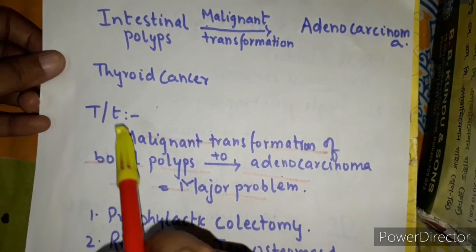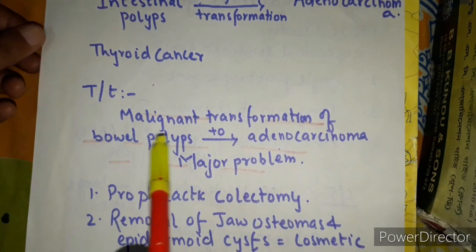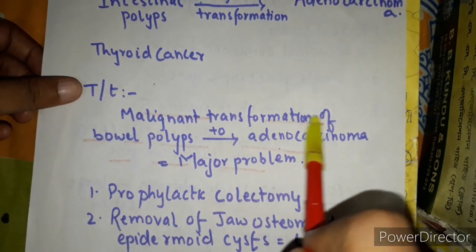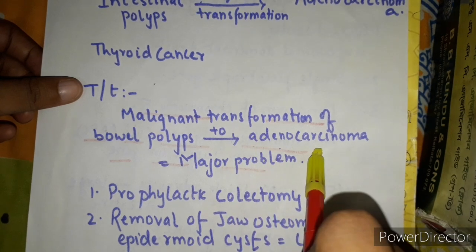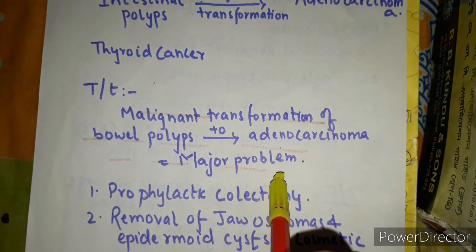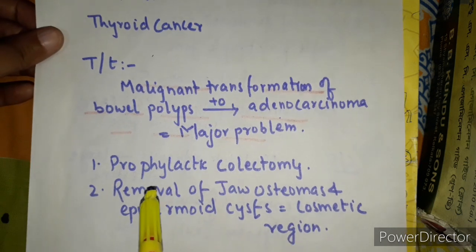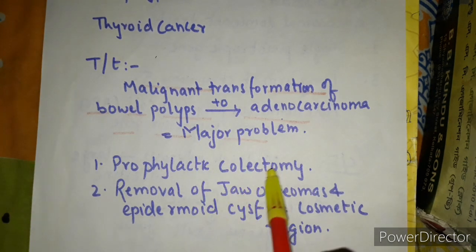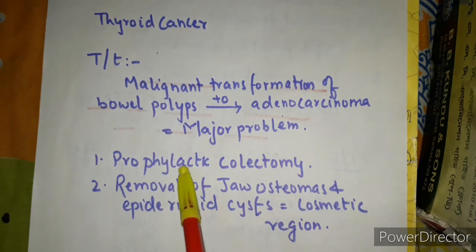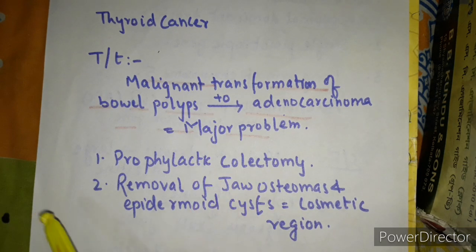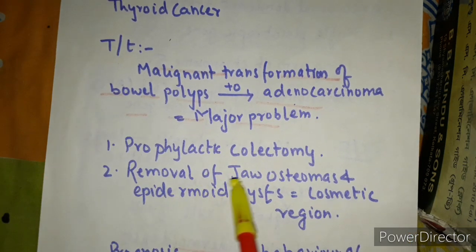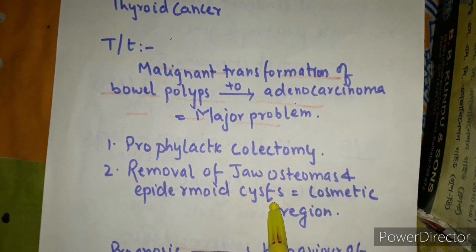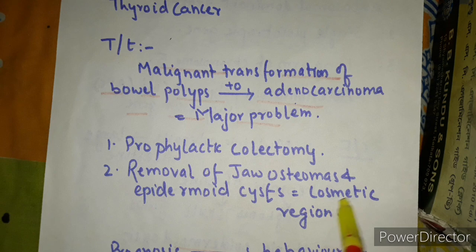Now moving on to the treatment. See, when there will be malignant transformation of the bowel polyps to adenocarcinoma, it will be a major problem. And the treatment will require prophylactic colectomy. Colectomy, as you know, is the surgical removal of some part of the colon. So prophylactic colectomy. The second treatment option is removal of jaw osteomas and epidermoid cysts, and this will be done for cosmetic reasons.